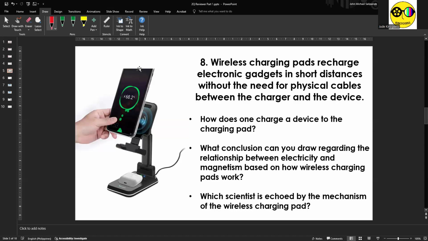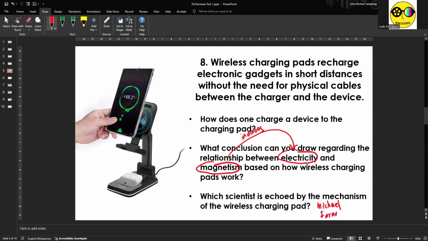So what conclusion can you draw regarding the relationship between electricity and magnetism based on how wireless charging pads work? Because magnetism has to be established first before electricity flows from the charger to the gadget, therefore magnetism induces electricity. Yeah. Magnetism induces electricity. Magnetism must come first and electricity is the consequence. And the scientist echoed by the mechanism of the wireless charging pad is none other than Michael Faraday.